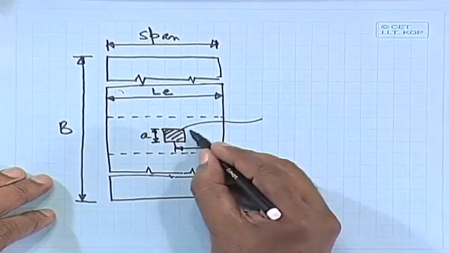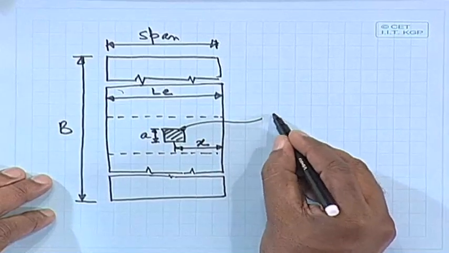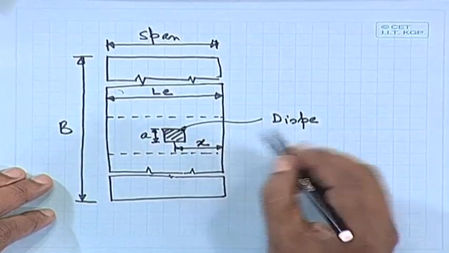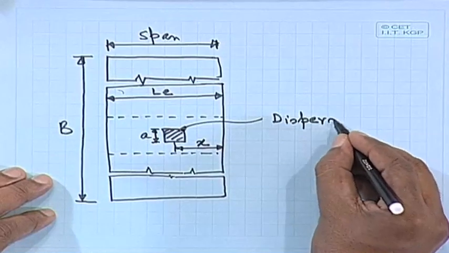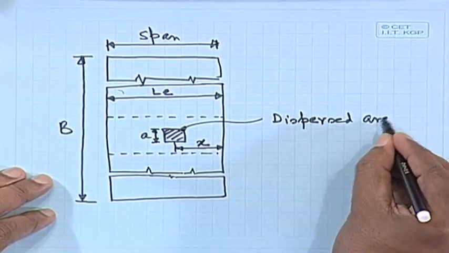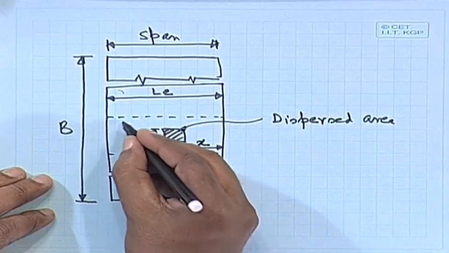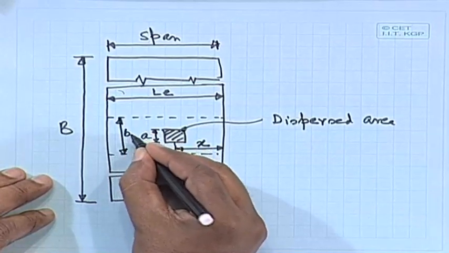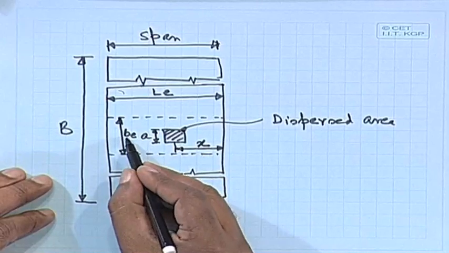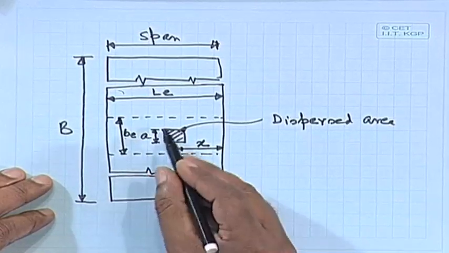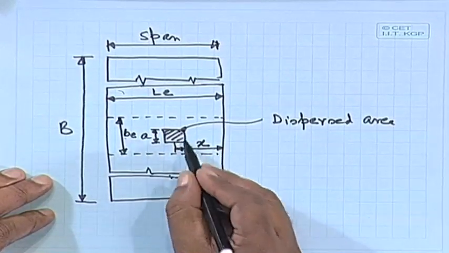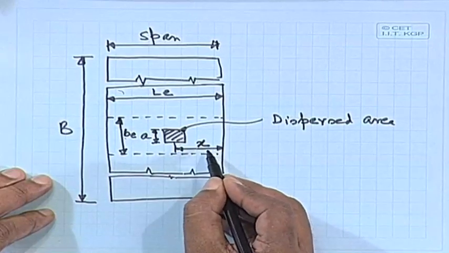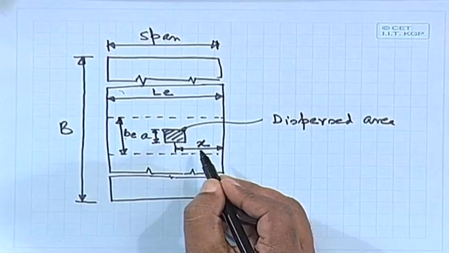This is your dispersed area, that is, the area after the 45-degree dispersion, and we have to find out the effective width BE. The impression is at a distance x from the nearest support. So, how shall we find that out?